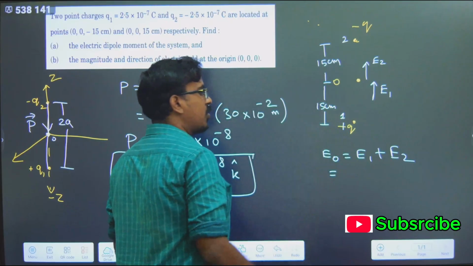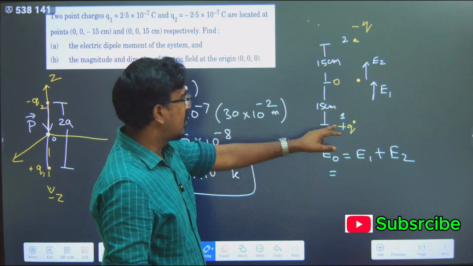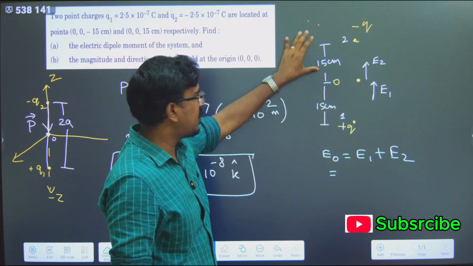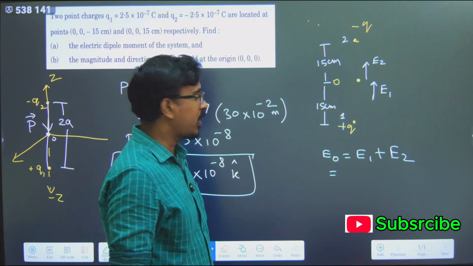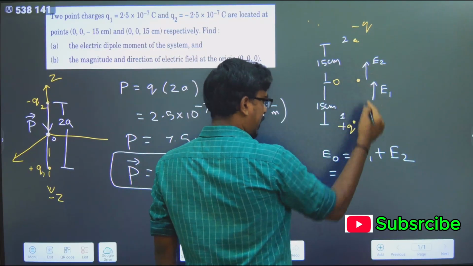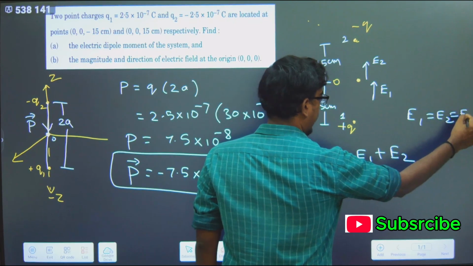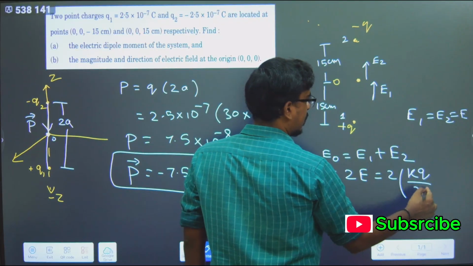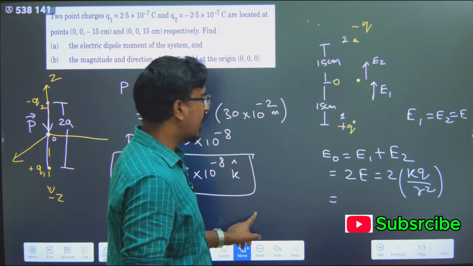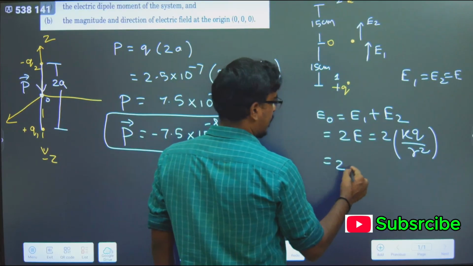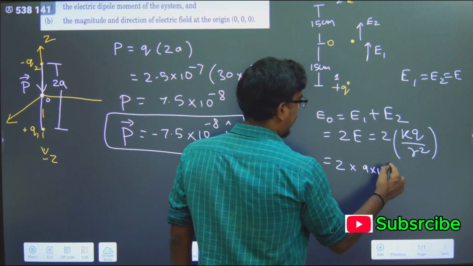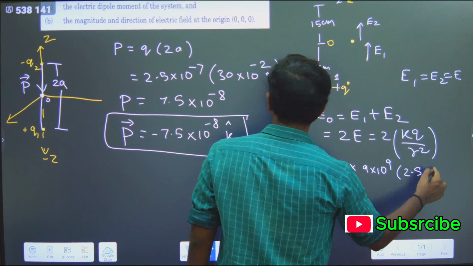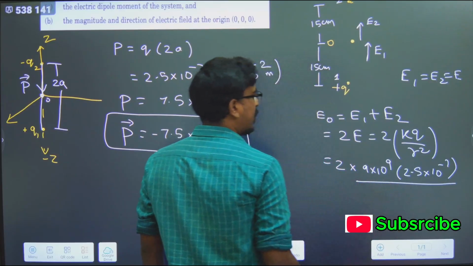Now E1 and E2 you need to find separately, but the interesting thing is the charge magnitudes are the same. Magnitude means the numerical value, and the distance is 15 centimeter. So what is the direct result? Both are in the same direction and both values are equal. Since they are equal, I can put 2E, where E is kq by r square. Next you substitute the values. K value is 9 into 10 power 9, that is 1 by 4 pi epsilon naught. The magnitude of charge is 2.5 into 10 power minus 7, divided by r squared.